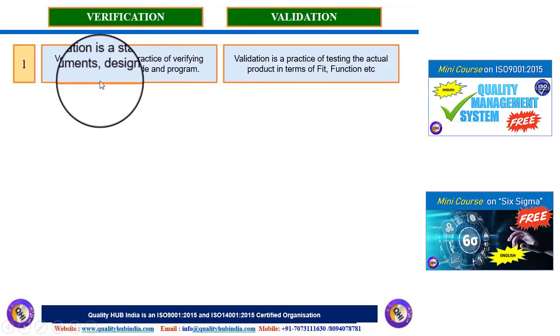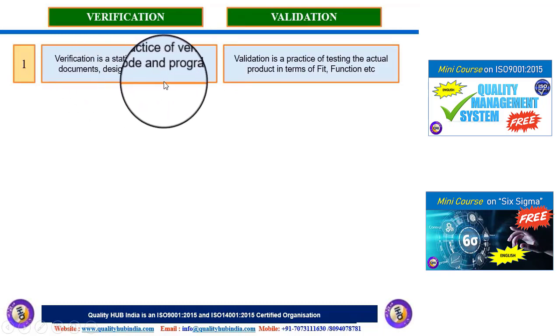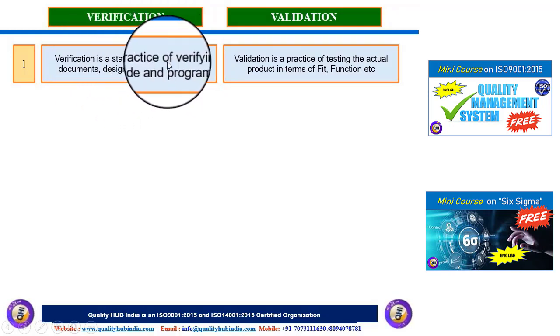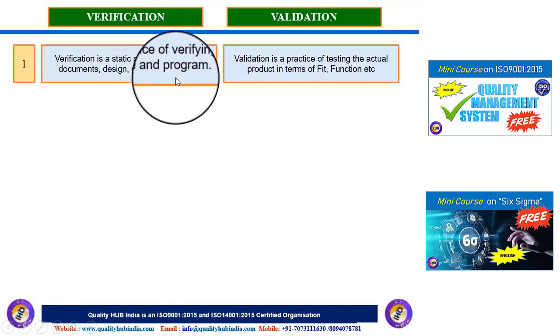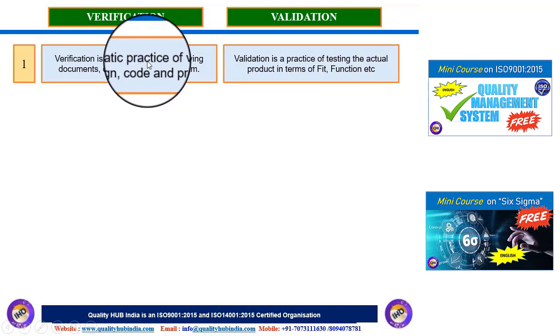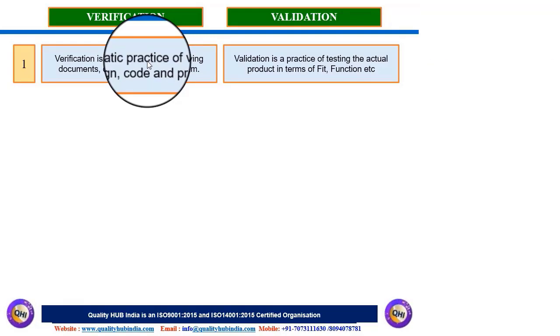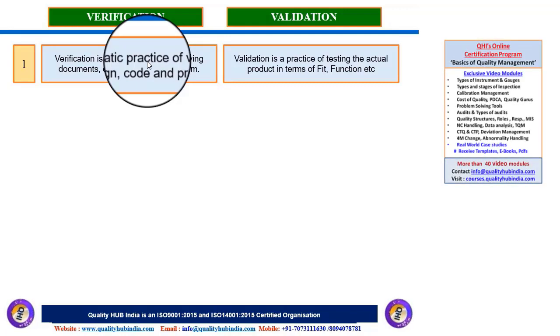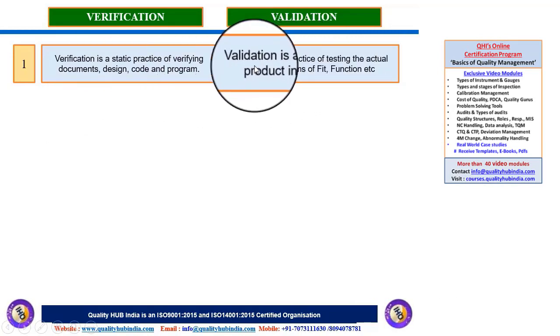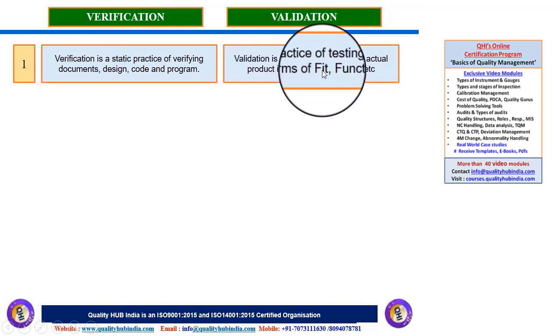So the first one is, if we talk about the definition of verification, it broadly talks about static practice, verifying documents, design, code and program. So if it is about the manufacturing process, then we generally verify the product with reference to some standard, some SOP, work instruction, control plan, and we check the dimensions or we measure the features to check if that is fulfilling the customer's requirement or the design requirement or not.